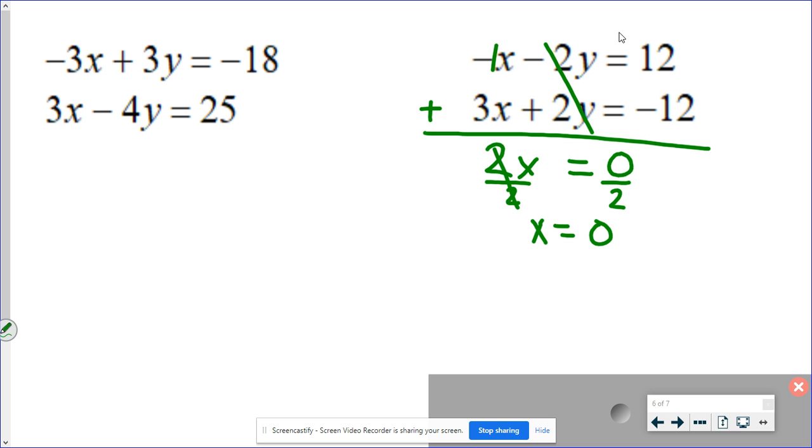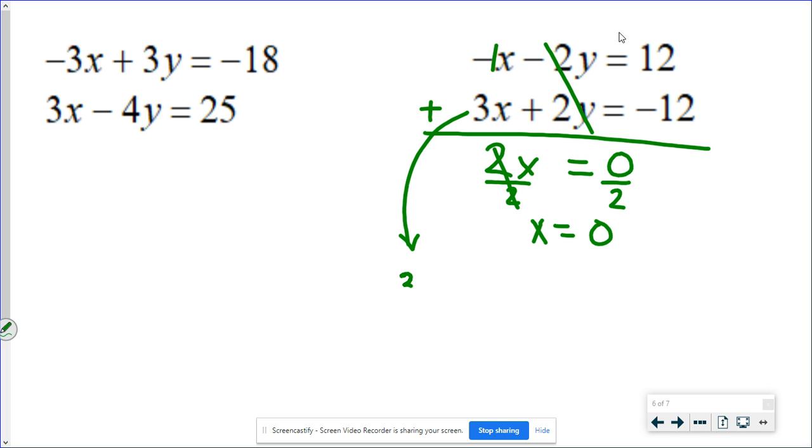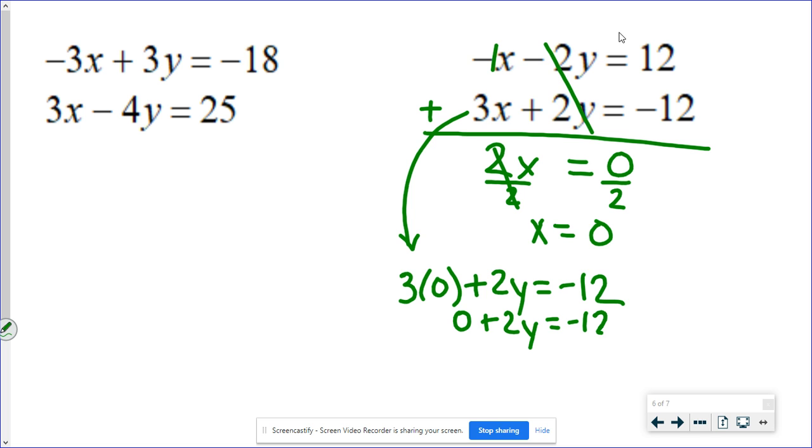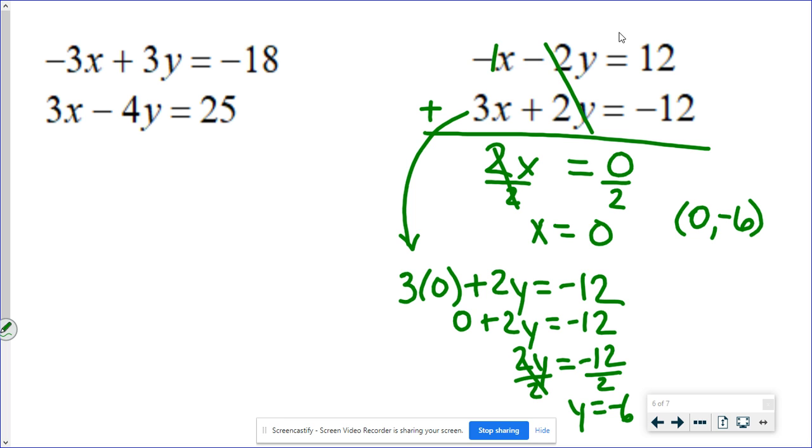So if that's what the x is, let me use this second equation and say 3 times 0 plus 2y equals negative 12. 3 times 0 is just 0. And in fact, I'm not going to subtract 0 to move it. It's just not going to do anything. 2y equals negative 12. So y is going to be negative 6. So my ordered pair is 0, negative 6, which would happen to be on the y-axis.